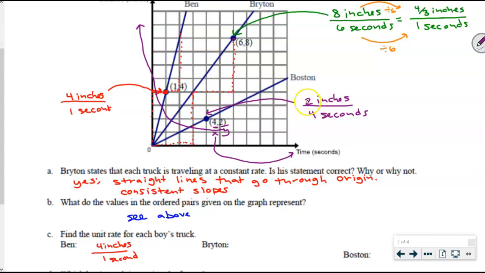And what am I going to do here? 2 inches in 4 seconds, but we need to turn it into a unit rate, so I want that to be 1 second. How is that 4 going to change to a 1? Divide by 4. 2 is getting the same treatment, also divided by 4, keeping this ratio equivalent. And I get 1/2 of an inch in a second.